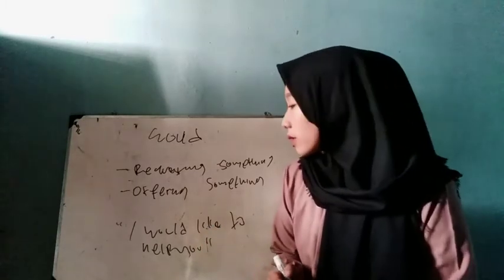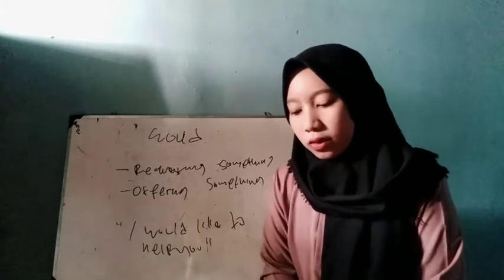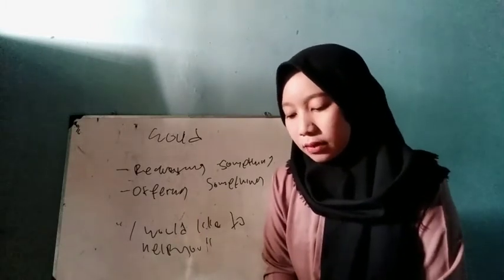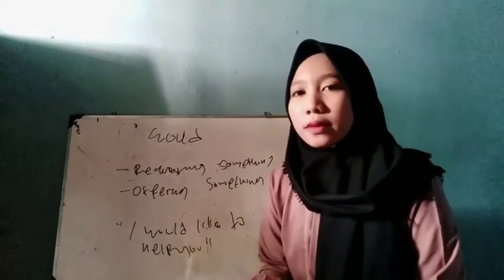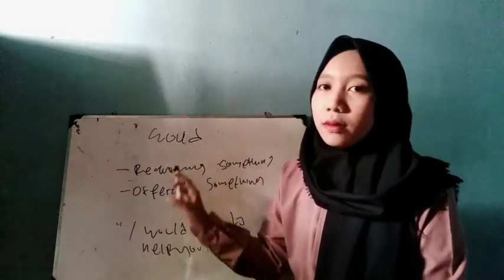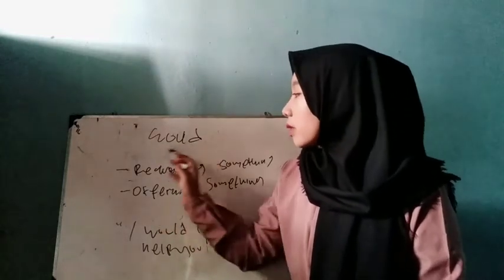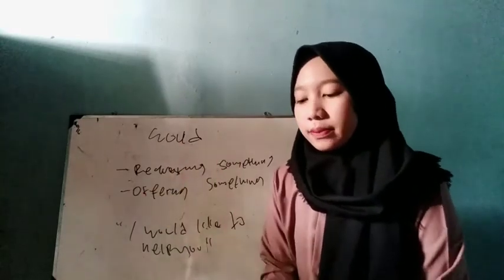For example, you say, I would like to help you for doing this project. Or you can say, would you like a cup of coffee? Would you like a cup of tea? So it means that you use would as a modal auxiliary to state that you are offering something.